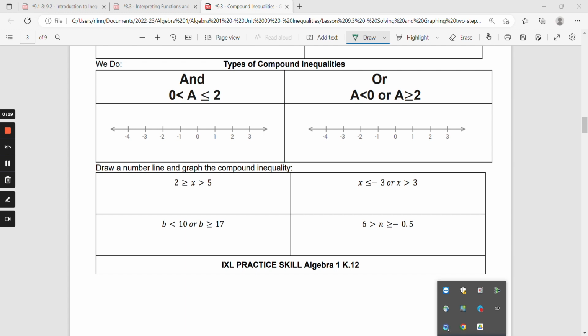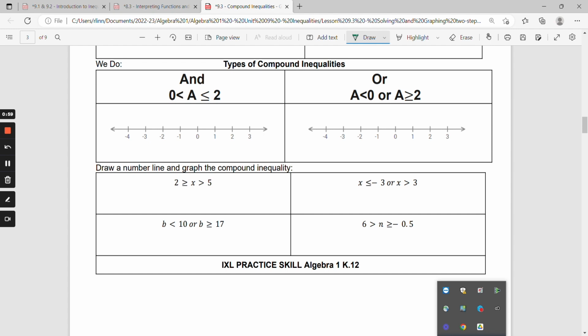So compound inequalities come in two different varieties. We've got two inequality symbols, no matter which compound inequality we have. And then when we have those compound inequalities, they can either be an "and", which you'll see written as one big sentence like this. The other one is called an "or" inequality, and the "or" inequality is going to have "or" in the problem, such as a is less than 0 or a is greater than or equal to 2. So when we're graphing these types of inequalities, they're going to look a little bit different.